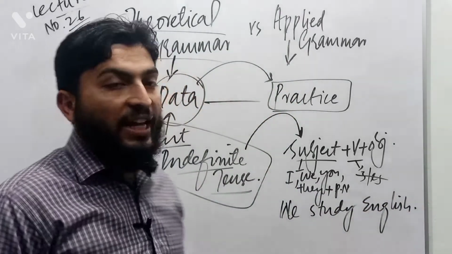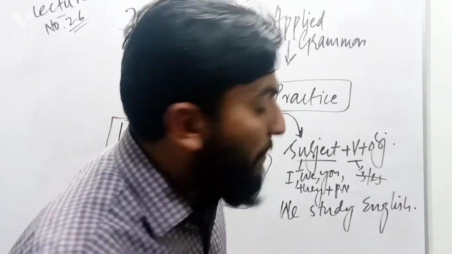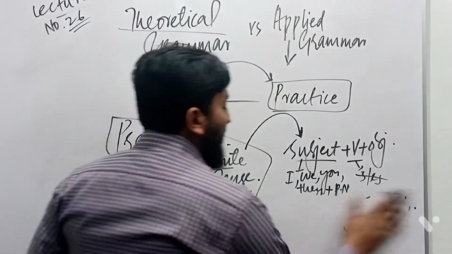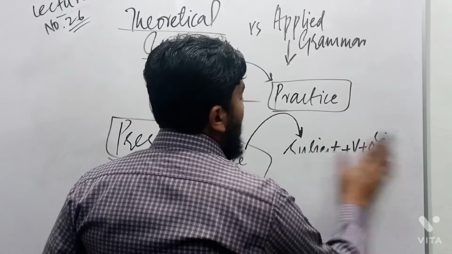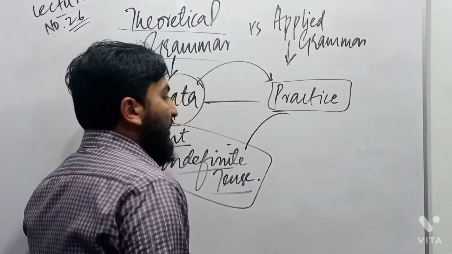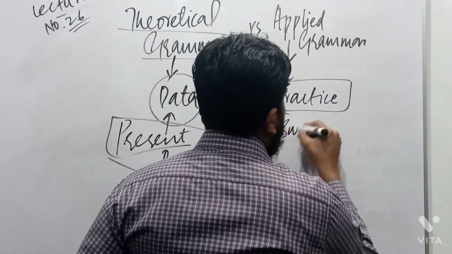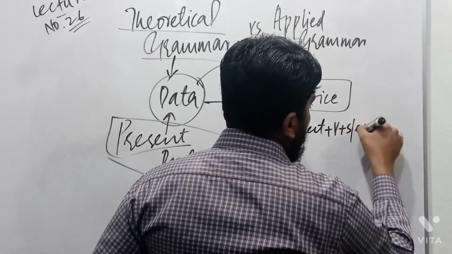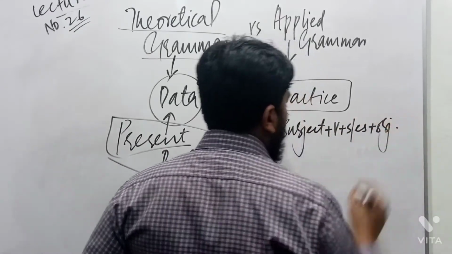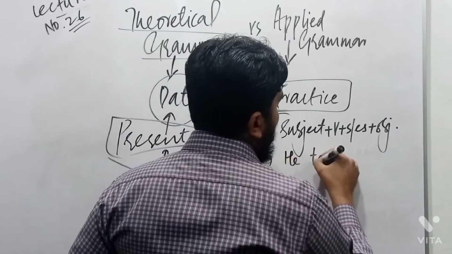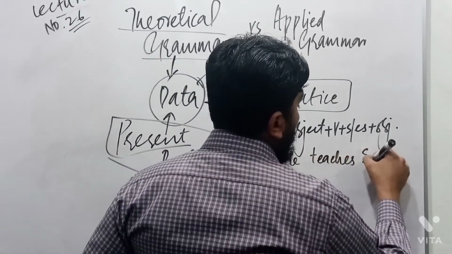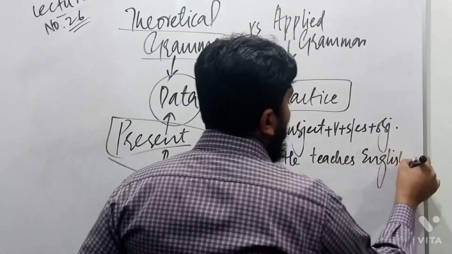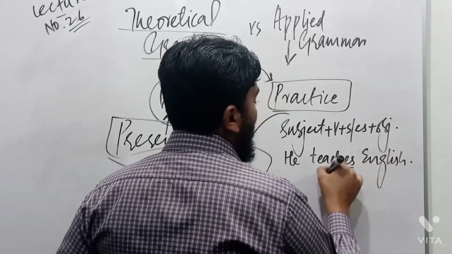Then he gives us another example. If there is a person and he is singular and we talk about him, then the use of present indefinite tense should be like this: subject plus verb plus s or es plus object. He teaches English. The use of es with the verb.